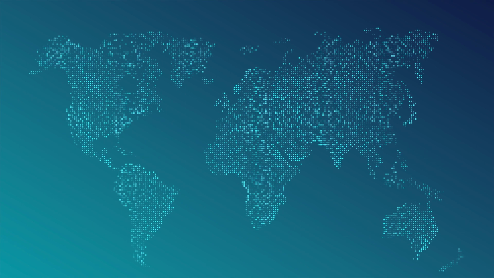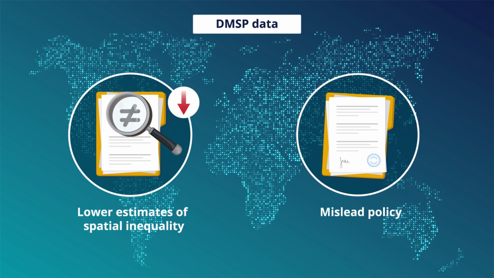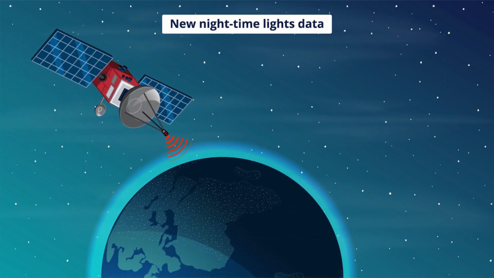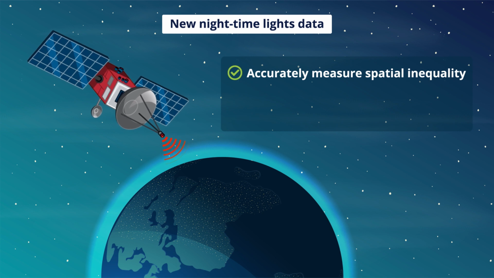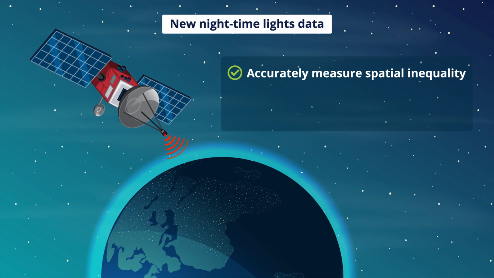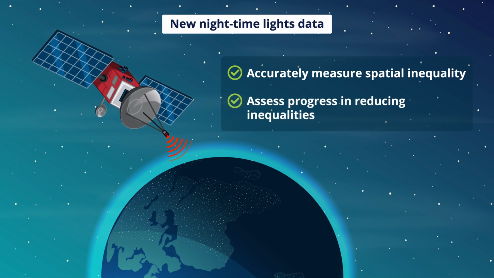Overall, these findings show that spatially mean reverting measurement errors in DMSP data significantly lower estimates of spatial inequality and may potentially mislead policy. However, utilizing newer and better nighttime lights data can help accurately measure spatial inequality and would be a sounder basis to use in future for assessing progress in reducing inequalities.